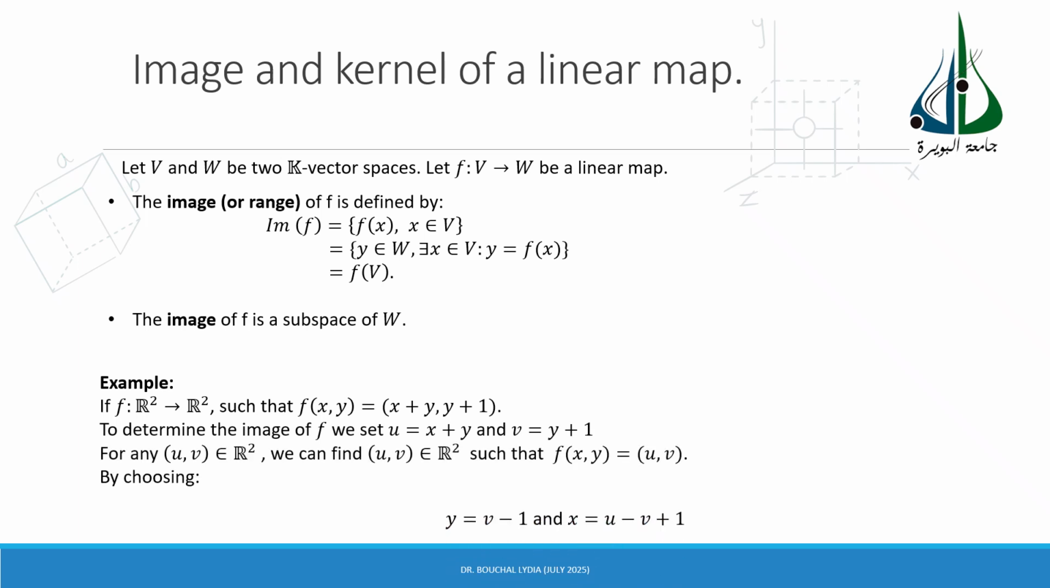For example, if we consider the following mapping F, to determine the image of F, we set u equal to x plus y and v equal to y plus 1. And for any pair (u, v) in R2, we can find a pair (x, y) that verifies that the image of the pair (x, y) is equal to (u, v). And by choosing y equal to v minus 1 and x equal to u minus v plus 1, we obtain that the image of F is the entire R2.